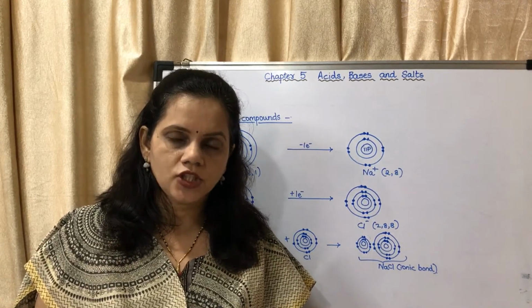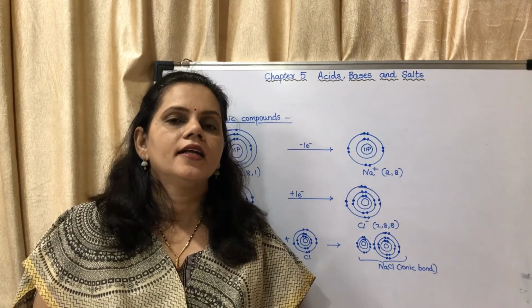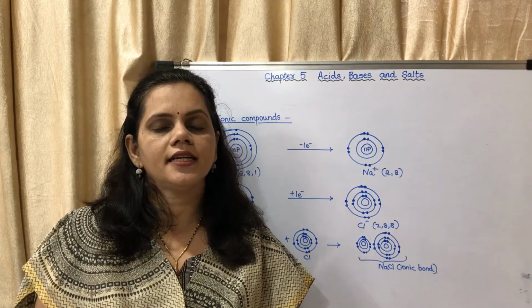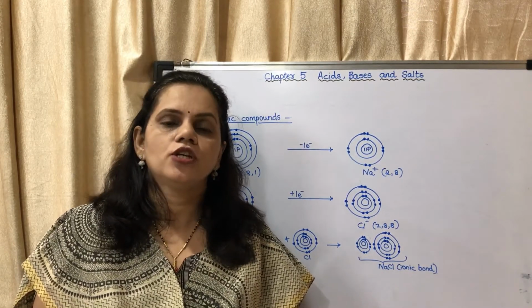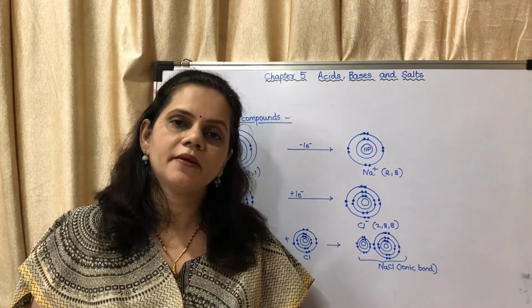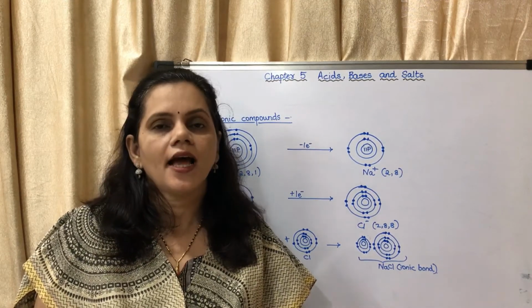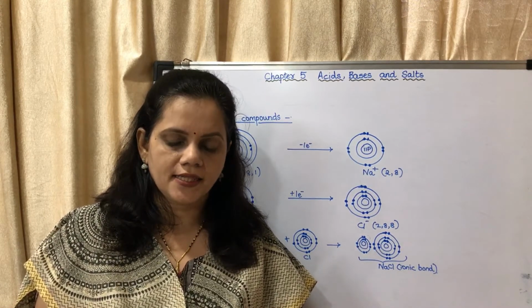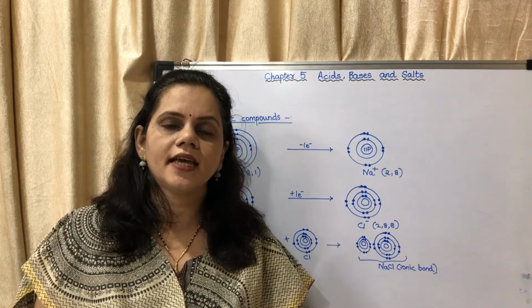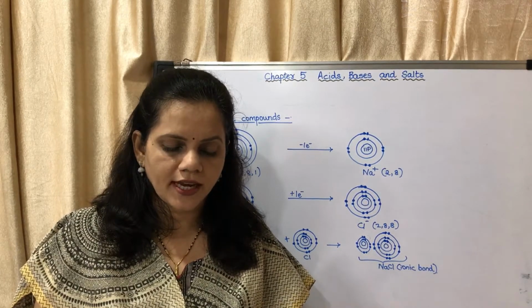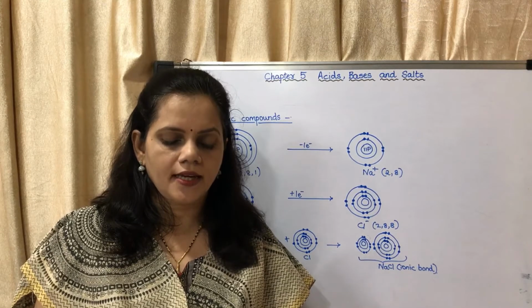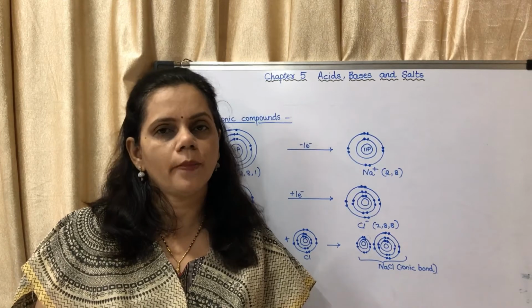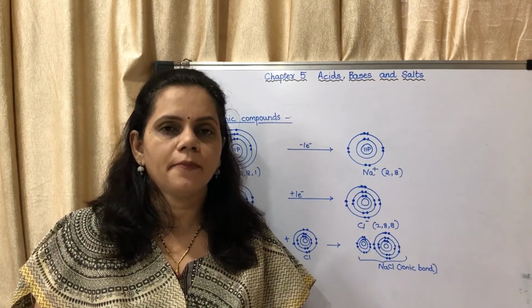Next is NaOH, that is sodium hydroxide. The basic radical is Na plus and the acidic radical is OH minus. So here you may see it has Na plus and OH minus. As it has OH minus radical, it is a base. Next is KOH, that is potassium hydroxide, basic radical K plus and acidic radical OH minus. Type of compound is base.